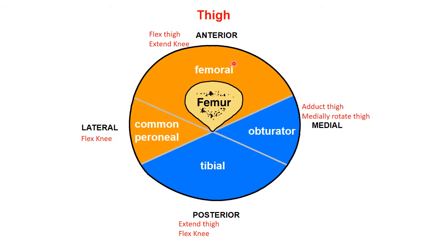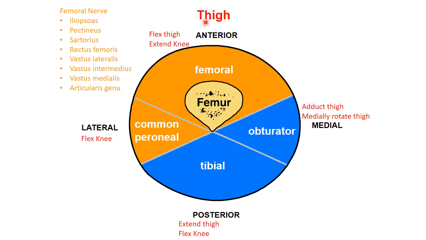The femoral nerve is going to innervate this group of muscles: the iliopsoas, pectineus, sartorius, rectus femoris, vastus lateralis, intermedius, medialis, and articularis genu. Those are all going to sort of work together to flex the thigh, again, to decrease the angle between the thigh and the torso, and extend the knee to an extent. Each muscle does something different, but as a group, they do most of flexing the thigh and extending the knee.